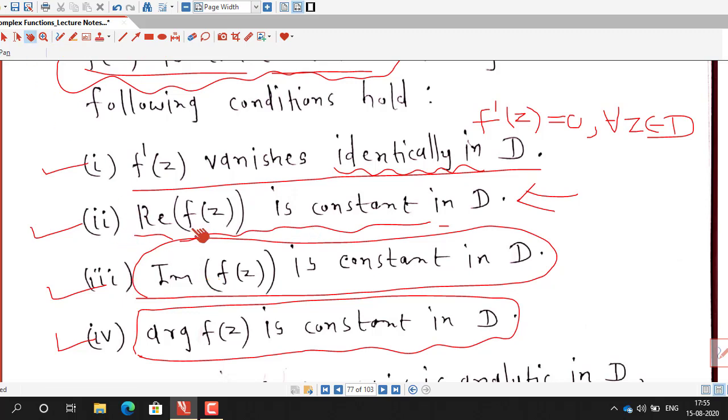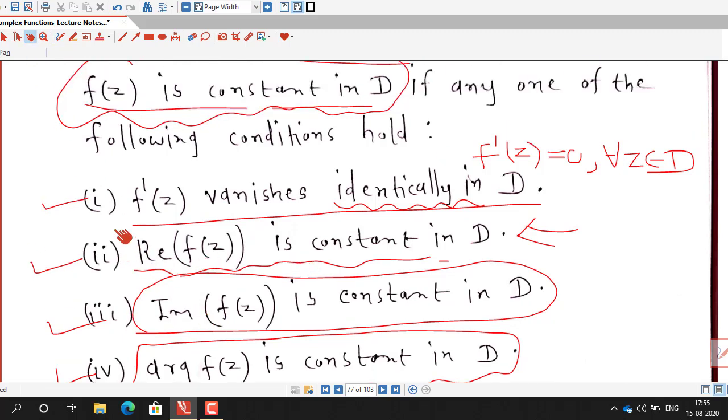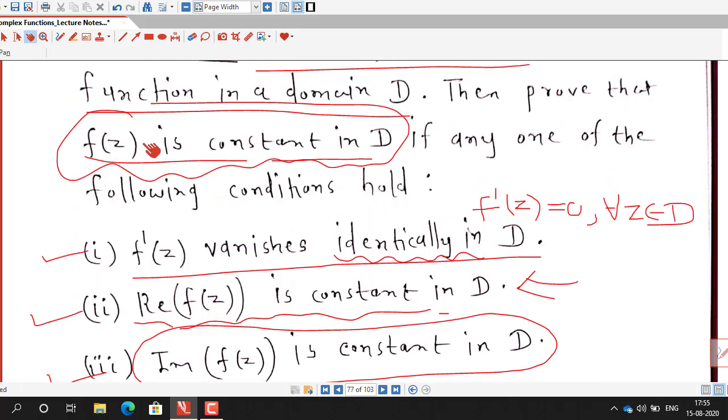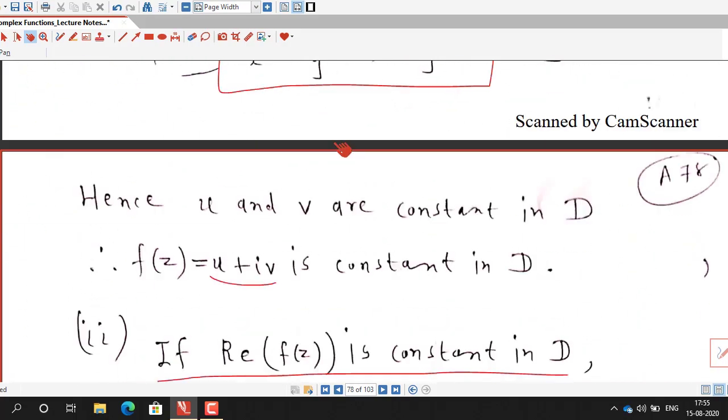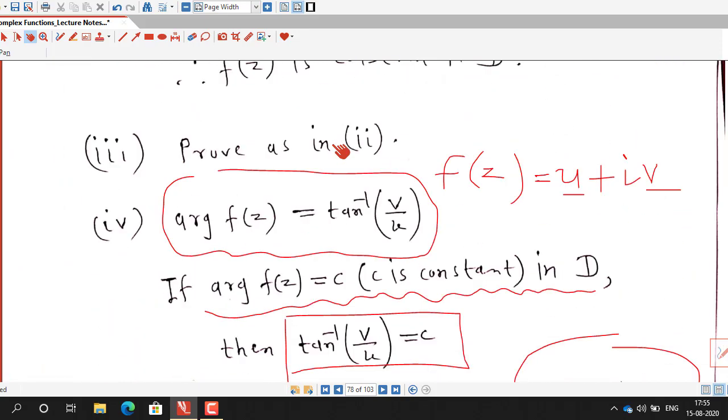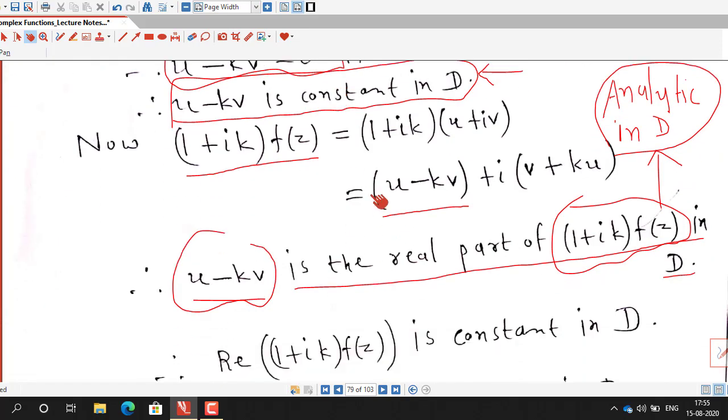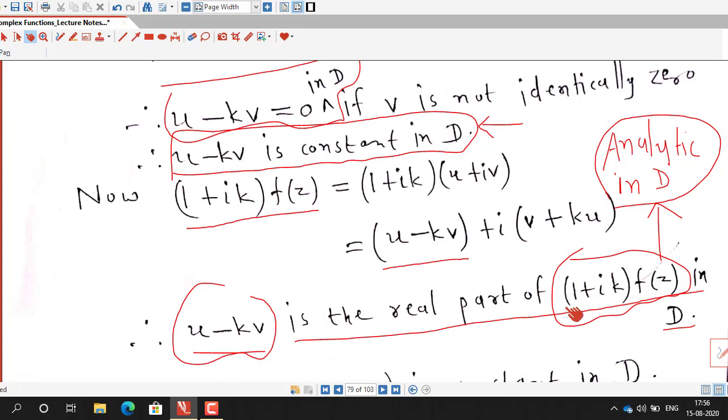what is the second condition? In the second part we have shown that if the real part of f of z is constant in a domain D, and if f of z is analytic in a domain D, then f of z is constant in a domain D. Now instead of f of z we have the analytic function 1 plus ik into f of z, and we have shown that the real part of 1 plus ik into f of z is u minus kv, and we have shown here that u minus kv is constant in a domain D.